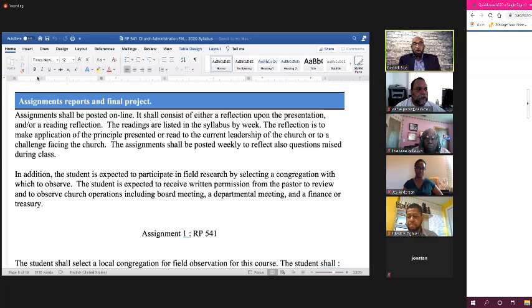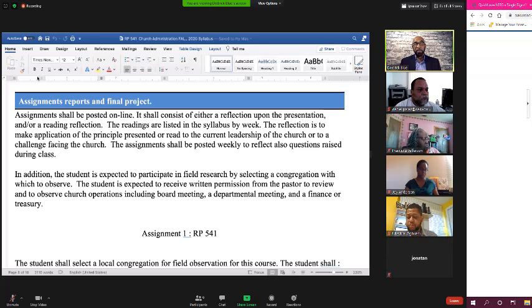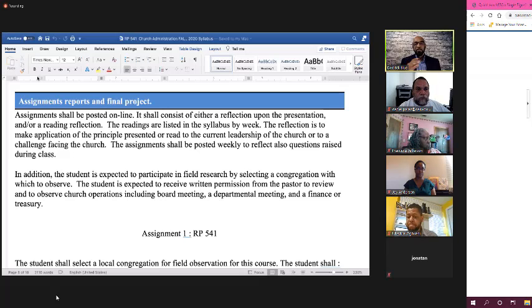It's easy if you're an officer or you're an elder or something in the congregation because you're already embedded. Or if you don't have a local congregation that you are embedded into, or you want to choose another one, you may choose another one. But what I would like for you to be doing during this semester is to take what you are learning and observe it in practice within your local congregations.